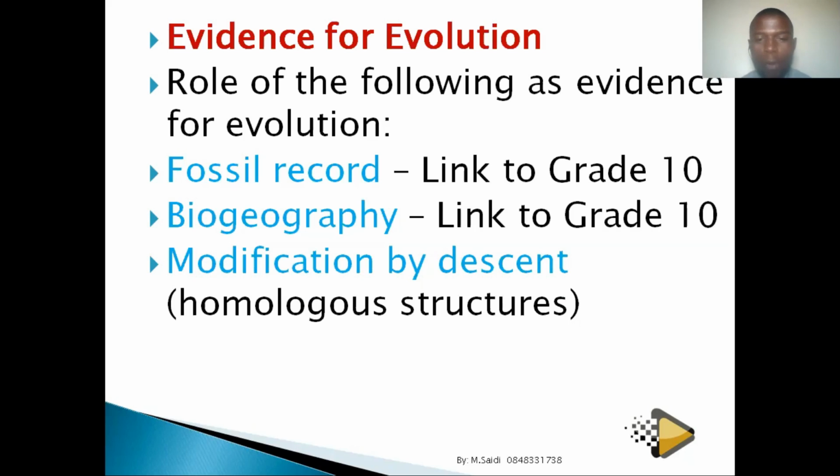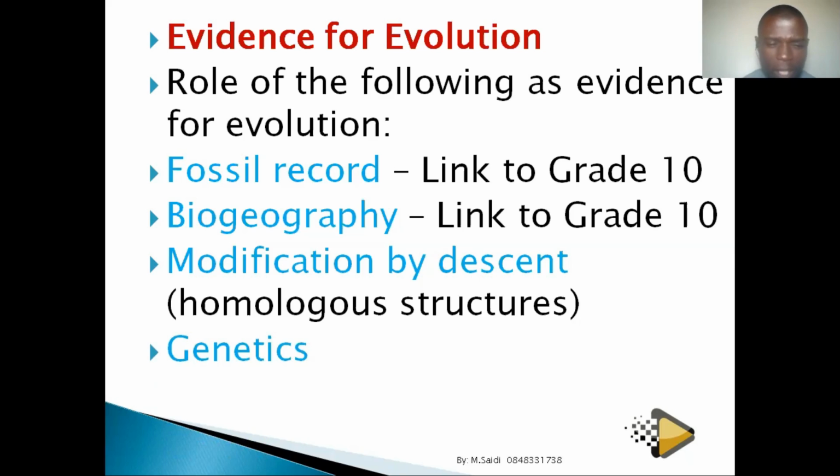Specifically, that is homologous structures, because comparative anatomy is divided into two. We have the analogous structures and homologous structures. But here we are going to look at homologous structures. We are going to look at what they mean, so that you can understand it better.